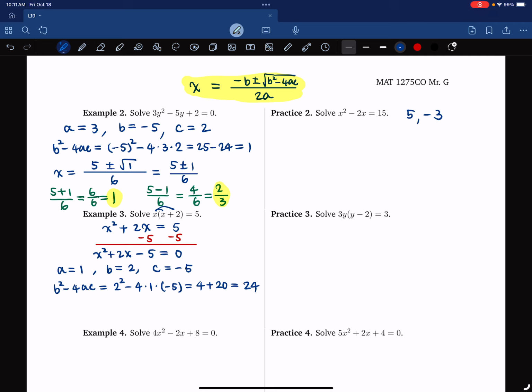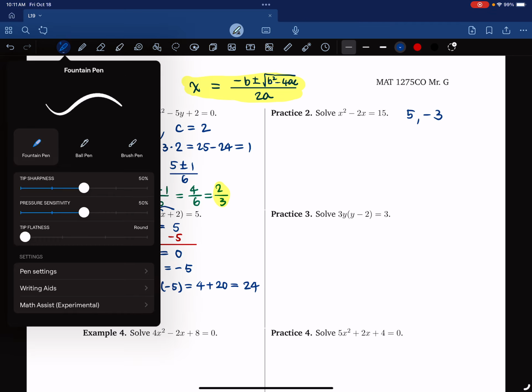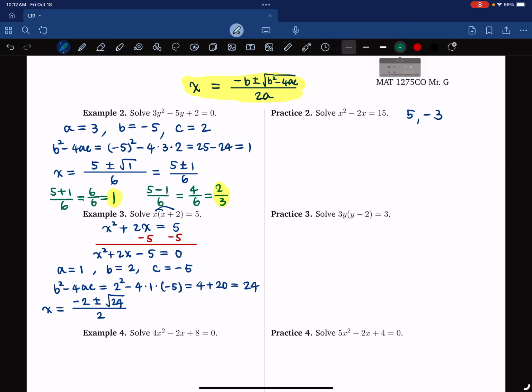Let's put everything into the quadratic formula. Denominator 2 times a, our a is 1, so it will be 2. And then numerator, negative b, our b is 2, so it's negative 2. Plus minus square root of 24. Okay, so before I simplify this, I'm going to simplify square root of 24 somewhere, right? So let me put it right here.